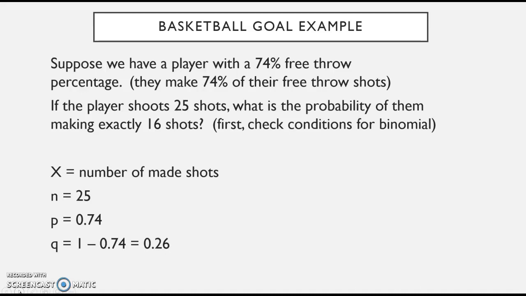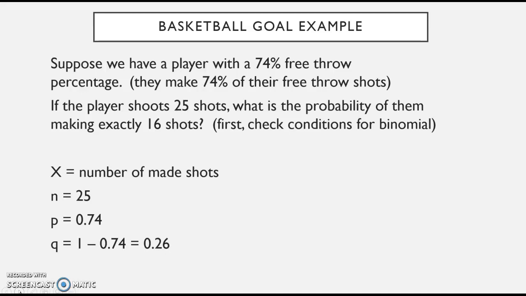So the first thing we want to do is check for conditions for binomial. So we have a specific percentage, 74%. We have a fixed number of trials, which is 25. The player either makes the shot or they don't, so there are only 2 outcomes. And the second shot does not depend on the first, so we do have an independent situation.